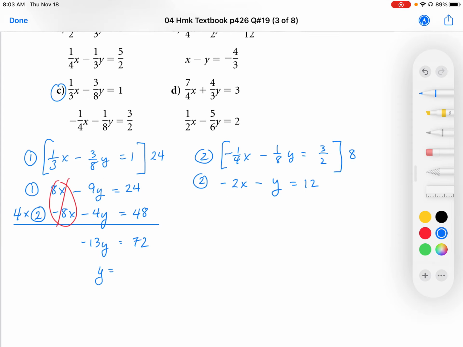Dividing both sides by 13 solves for y, so I get negative 72 over 13. So there's my solution for y.